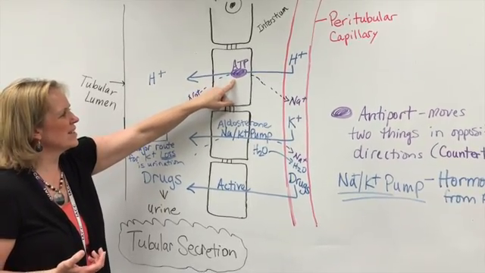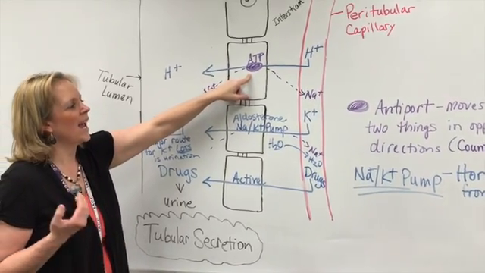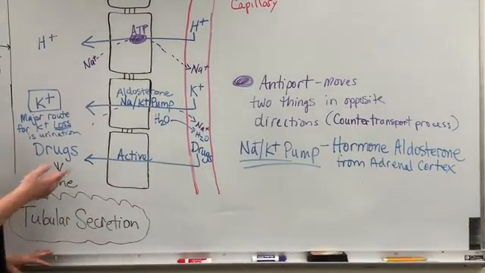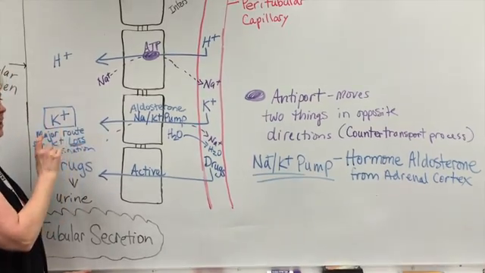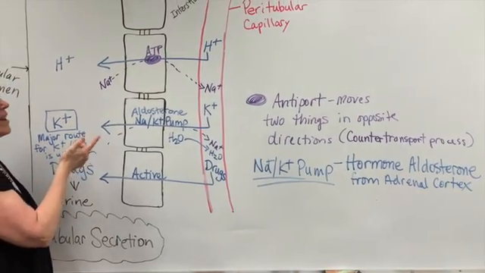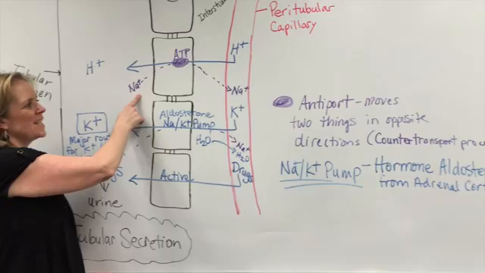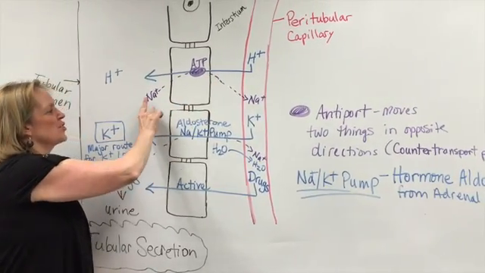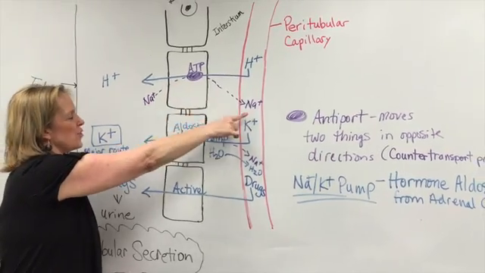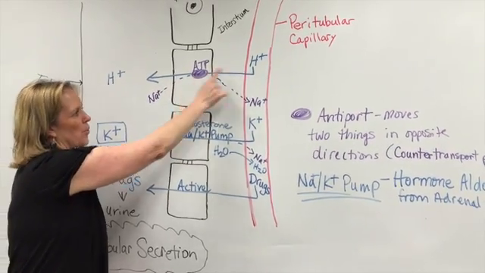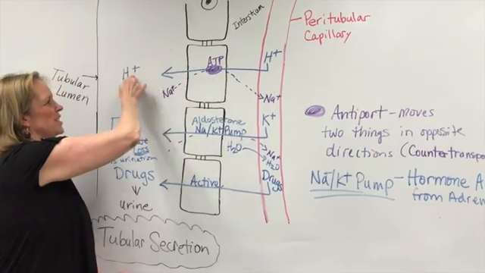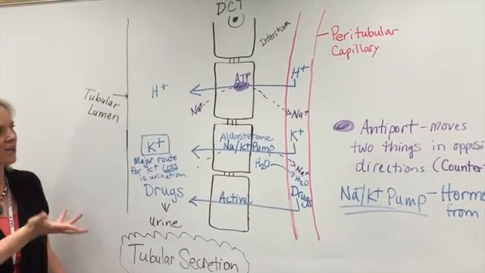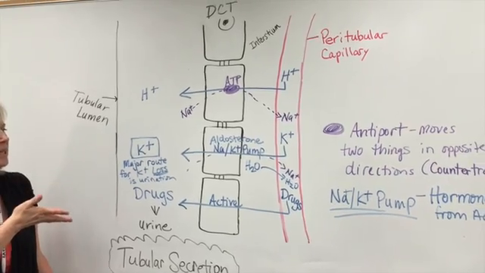And actually there is something called an antiport. An antiport is a protein that moves two things in opposite directions. And so sodium often gets traded, so to speak, for hydrogen. So we will pull in sodium through this antiport while hydrogen gets moved in the opposite direction into the tubular lumen. And it requires an expenditure of ATP.